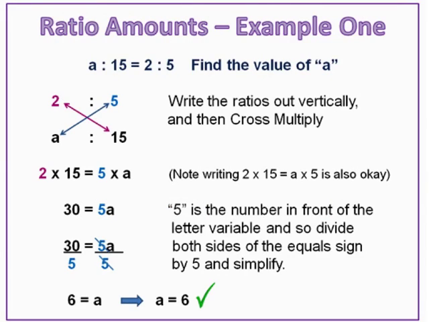Okay, ratio amounts. A to 15 equals 2 to 5. And that's how you say that, the way that's written. And we're told that we need to find the value of A. Well, how do we do that? Well, we can set them up vertically, 2 to 5 over A to 15. And then if we cross multiply, 5 times A, we get 5A, and 2 times 15, we would get 30. So 30 equals 5A, and then to isolate the A, the variable, we would divide by 5 on both sides, and we can say then that 6 is equal to A, or A is equal to 6. So as a proportion, we would say 6 to 15 is equal to 2 to 5.